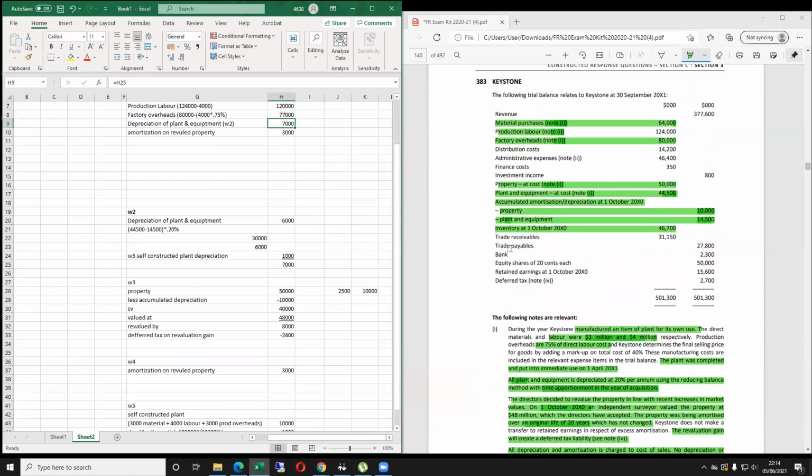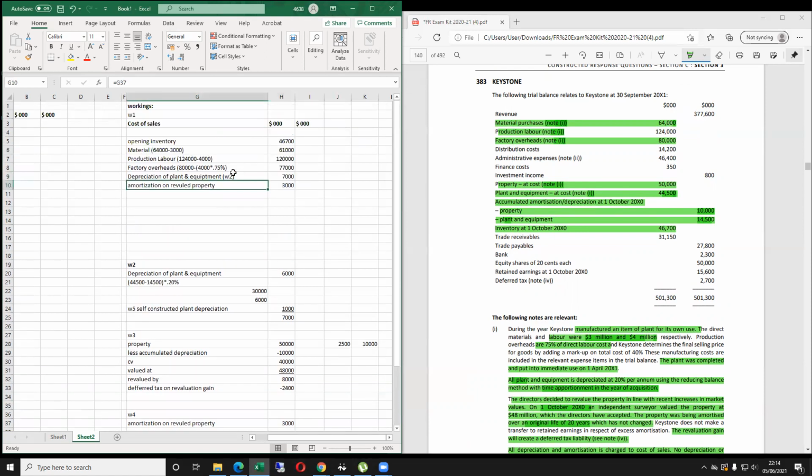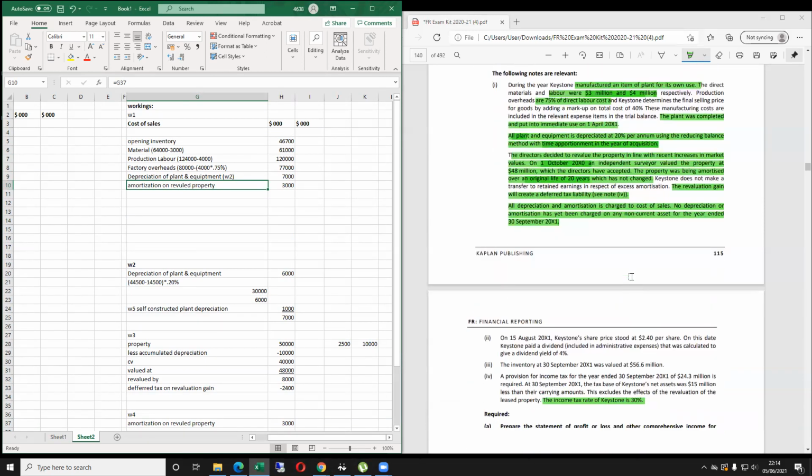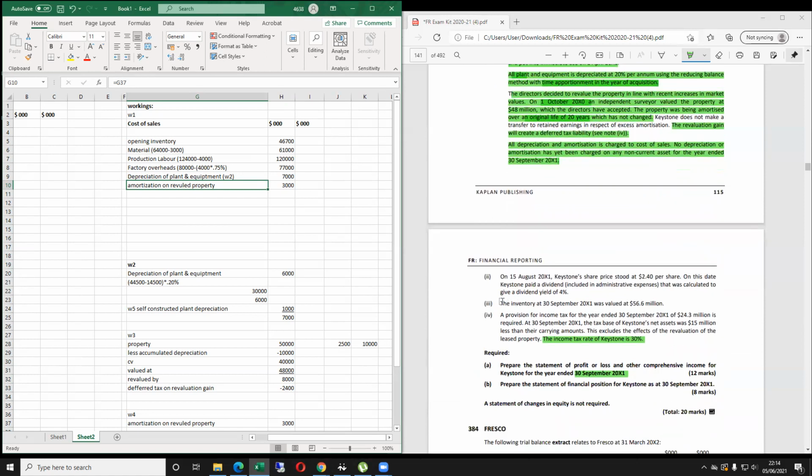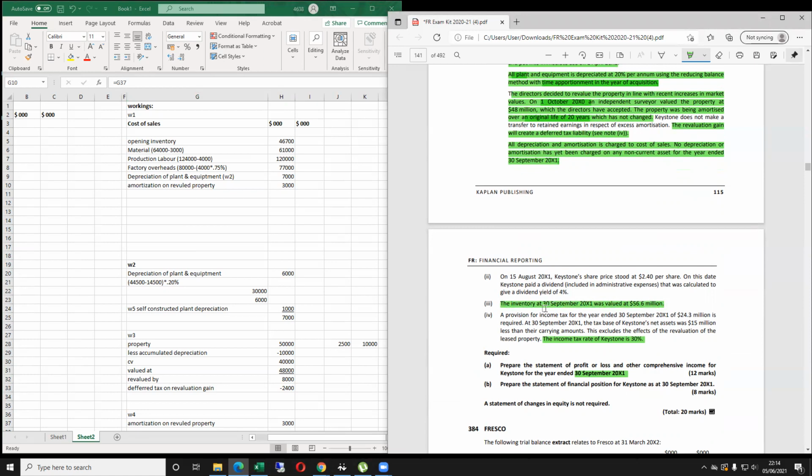So let's see the closing inventory. Can we find any closing inventory? Is there any closing inventory? Because I wanted to finalize this cost of sales. I'm looking at it as well. Payables, let's see. No. Maybe we'll just have to calculate manually. Let's read the requirements. Is there any closing inventory here? See this, inventory at 30th September. This is our year end.